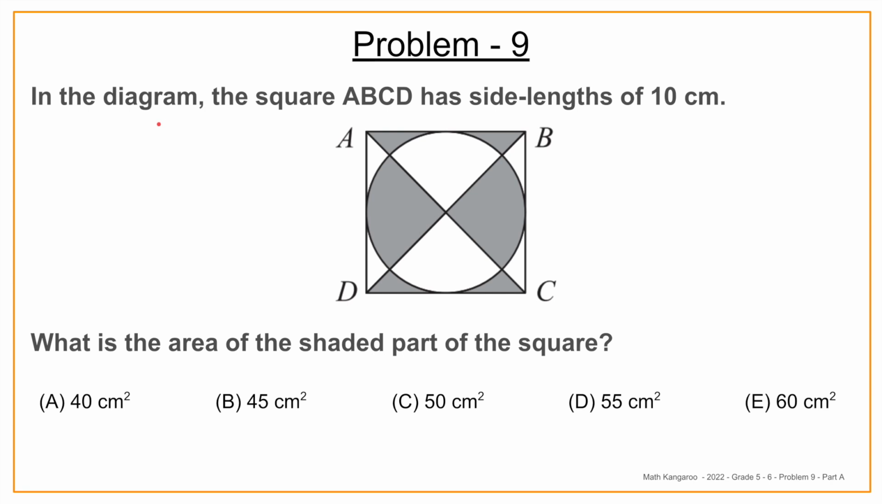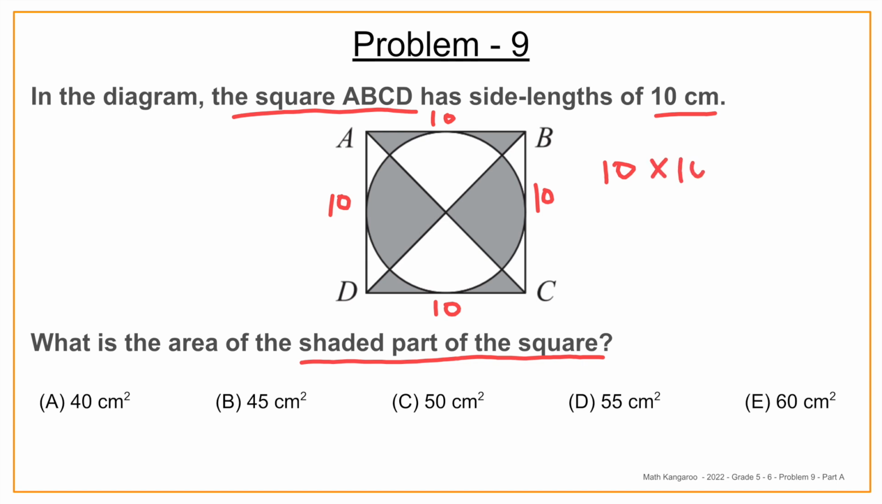Problem 9. In the diagram, the square ABCD has a side length of 10 centimeters. This is our square. What is the area of the shaded part of the square? These are our options. We have the side of the square given, 10 centimeters each. 10 centimeters here, 10 centimeters and 10 centimeters. So with this length, can we determine the area of the square? Length times width, that is 10 multiplied by 10 gives us 100 square centimeters.